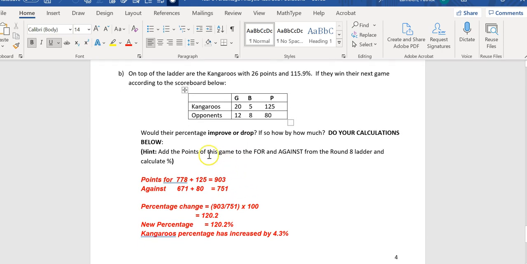So then you're told on the top of the ladder the Kangaroos, and this is their percentage. So if they kick this amount and their opponents kick this amount and they win, how will that affect the percentage? So the total points that they've kicked.